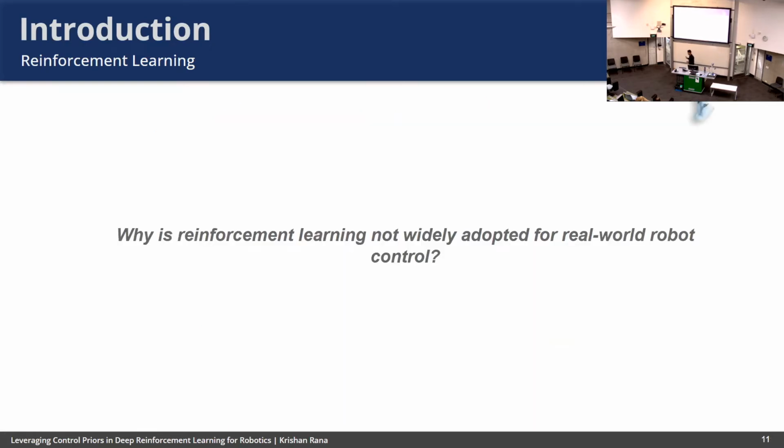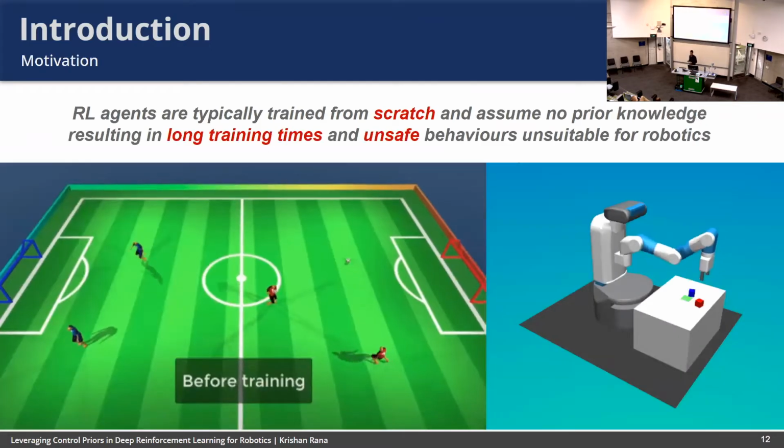So now the question is, why is reinforcement learning still not widely adapted for real-world robot control? We're actually already seeing that it can solve some of these complex tasks in the real world. It's got the capability to solve these complex tasks, so why are we not seeing it being used widely across real-world robotics? There are a few reasons.